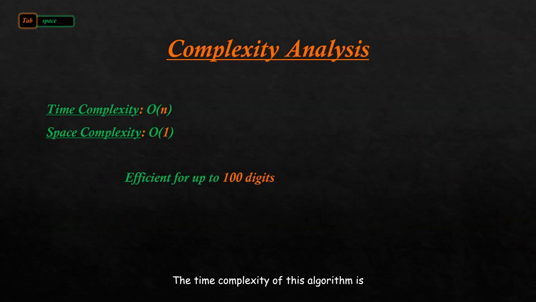The time complexity of this algorithm is O(n), where n is the number of digits, because we may traverse the array once in the worst case. The space complexity is O(1), since all operations are done in place, except for the possible insertion of a single digit. This makes the solution optimal for the given constraints.